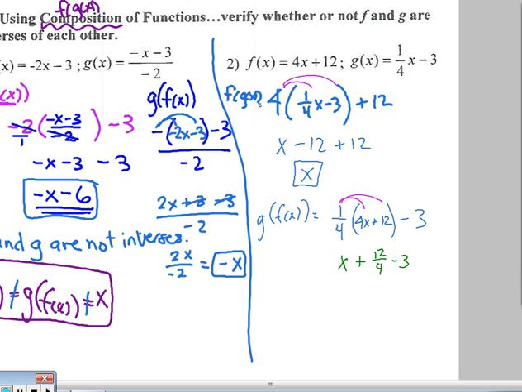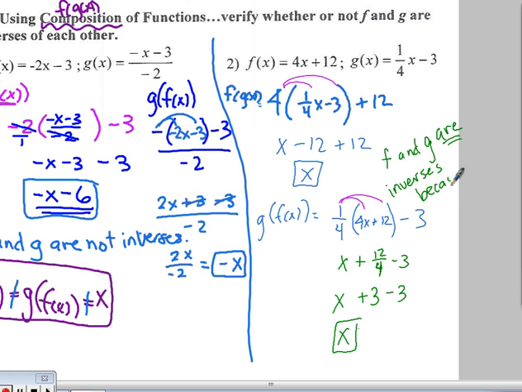All right, this is what I got so far. f of g of x does equal x, and g of f of x equals this. Be careful. Make sure you're simplifying. 12 divided by 4 is 3. Plus 3 minus 3. Looky there. Is x. Okay, so because we got x and because they are equal, we can say f and g are inverses because f of g of x equals g of f of x equals x.